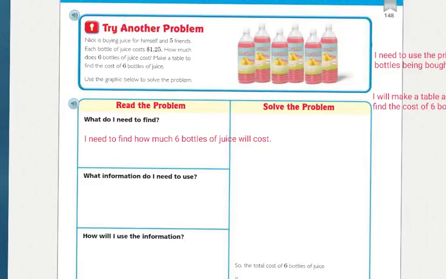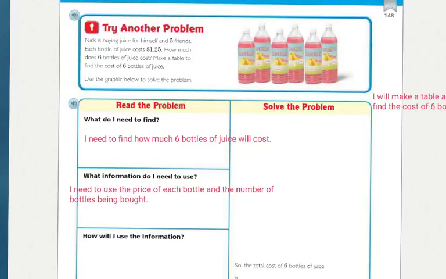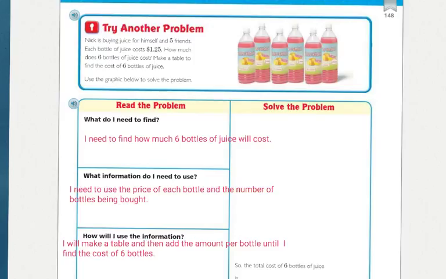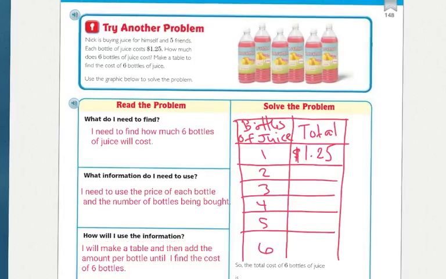What information can I use? Well, I need to use the price of each bottle and the number of bottles being bought. So the price of each bottle is $1.25, and I'm buying 6 bottles. So how am I going to use this information? I'm going to make a table, and then I'm going to add the amount per bottle until I find the cost of the 6 bottles.